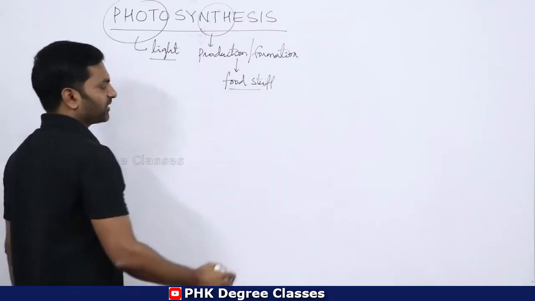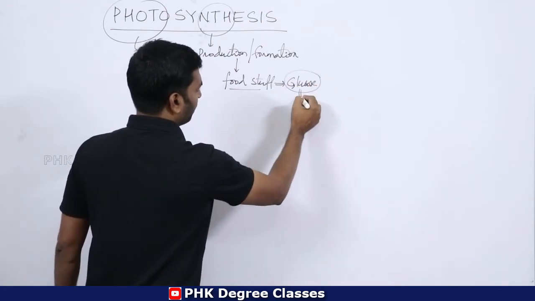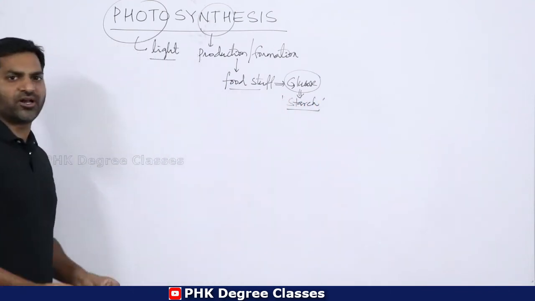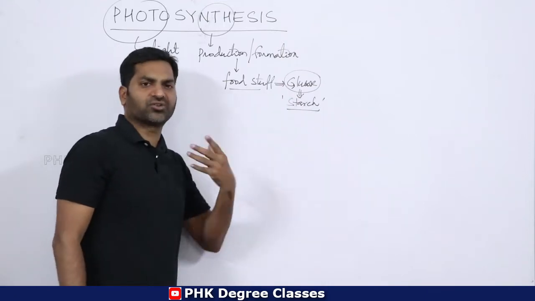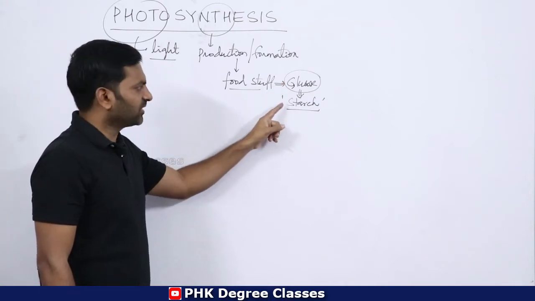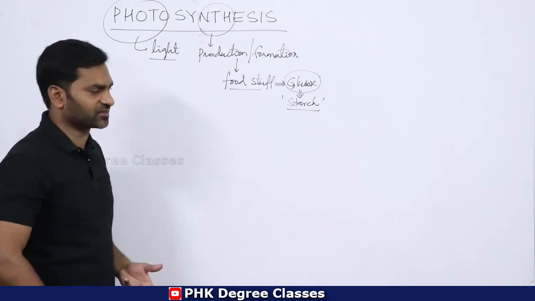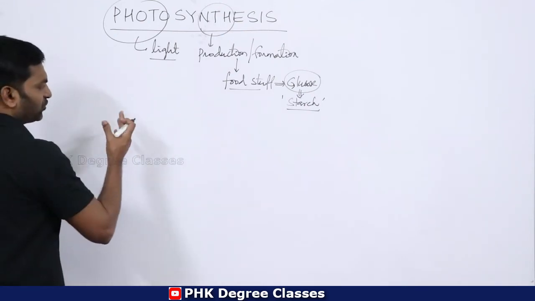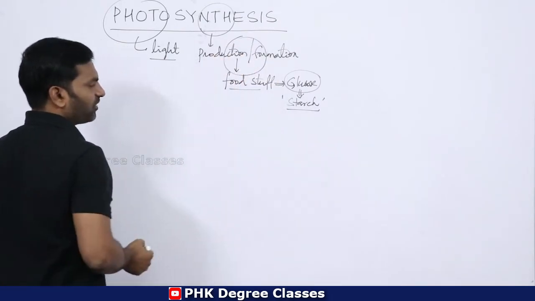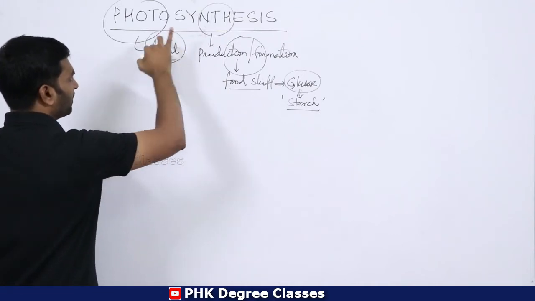The foodstuff may be glucose. A complex structure of glucose can be called starch. Starch is a polysaccharide, whereas glucose is a monosaccharide, the simplest carbohydrate substance. Starch is an example of a polysaccharide, a complex structure of carbohydrates. So the basic concept is the formation of food material based upon light.